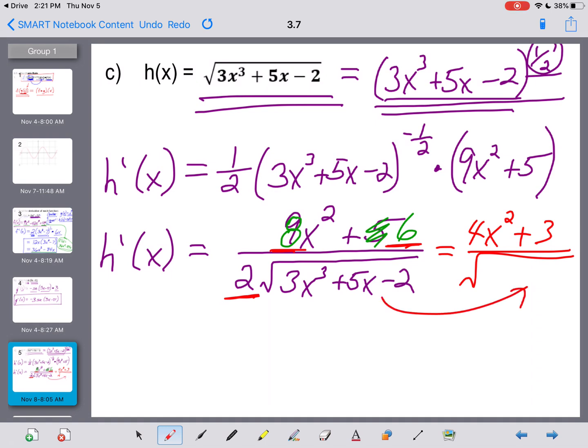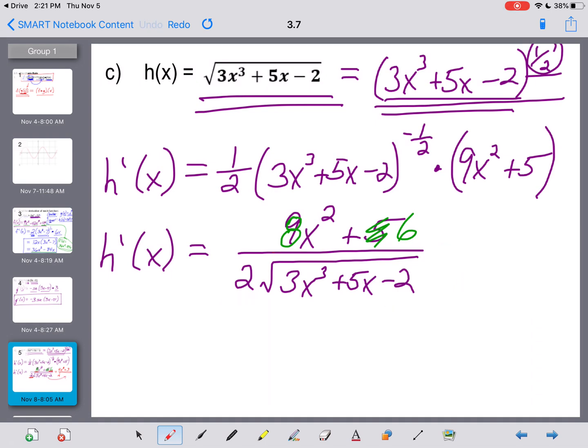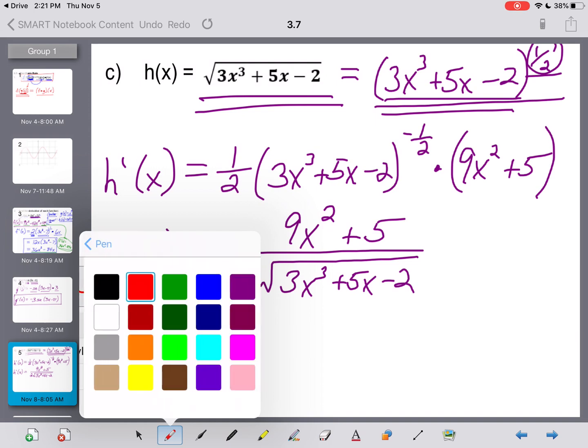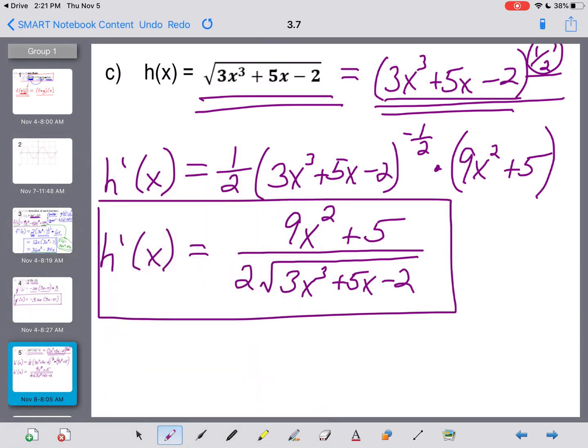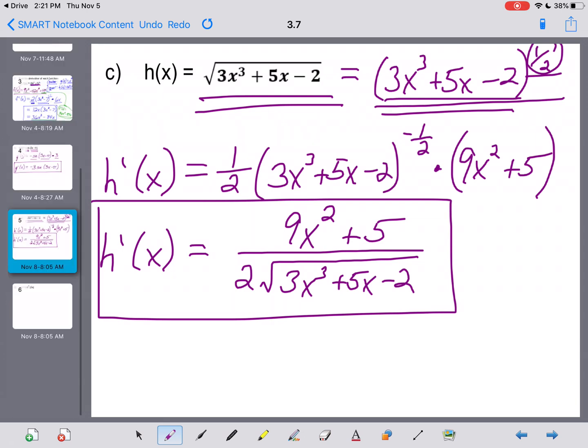So that does happen in some problems, but as it is right here, 9 and 5 were not both divisible by 2. In fact, neither one was divisible by 2. And so for that reason, this answer that we have right here is as good as this one's going to get, and that's h prime of x.